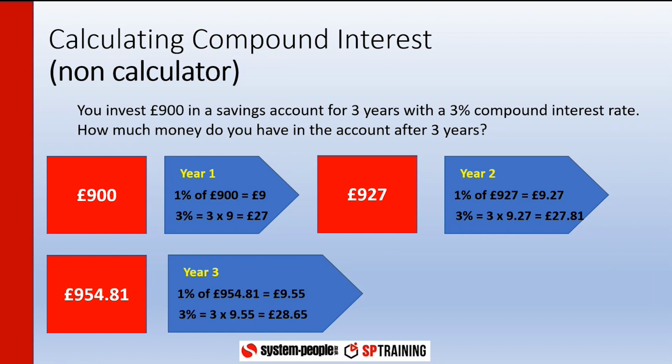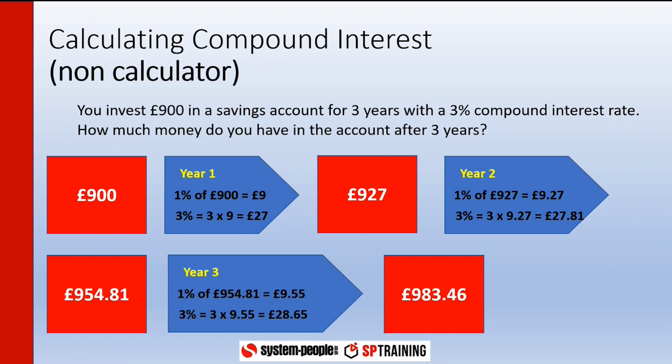£28.65. And then I add the £28.65 onto the £954.81, and so at the end of 3 years, I've ended up with £983.46 in the account, and that is with a 3% compound interest rate for 3 years, based on a £900 saving at the beginning. So that's working out compound interest without a calculator. Find 1%, multiply it, and then carry on doing the same thing each year.